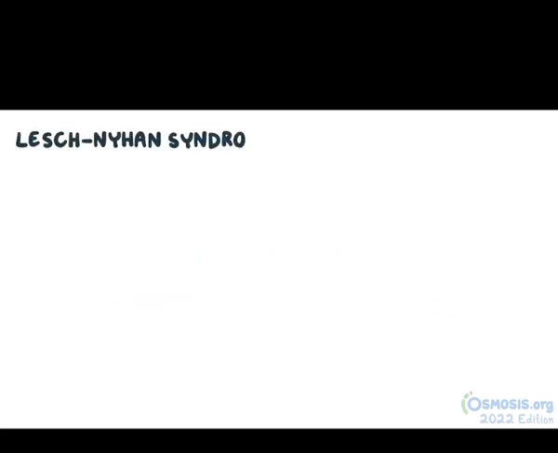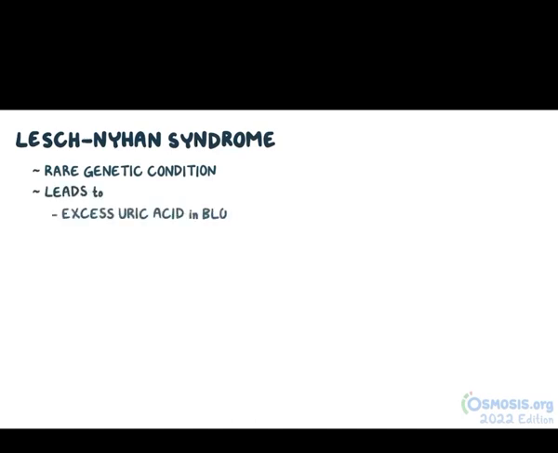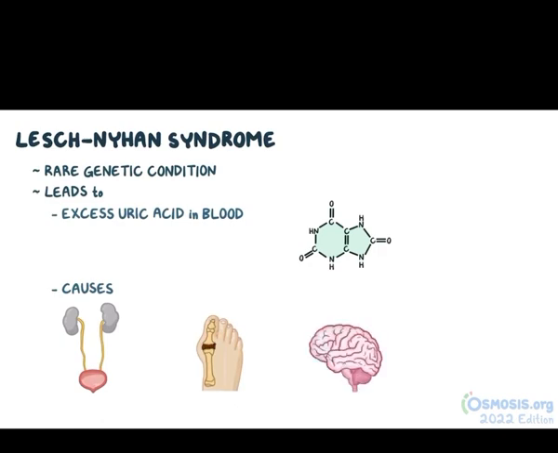Lesch Nyhan syndrome is a rare genetic condition which leads to excess uric acid in the blood, and it causes kidney, joint, neurological, and behavioral problems.